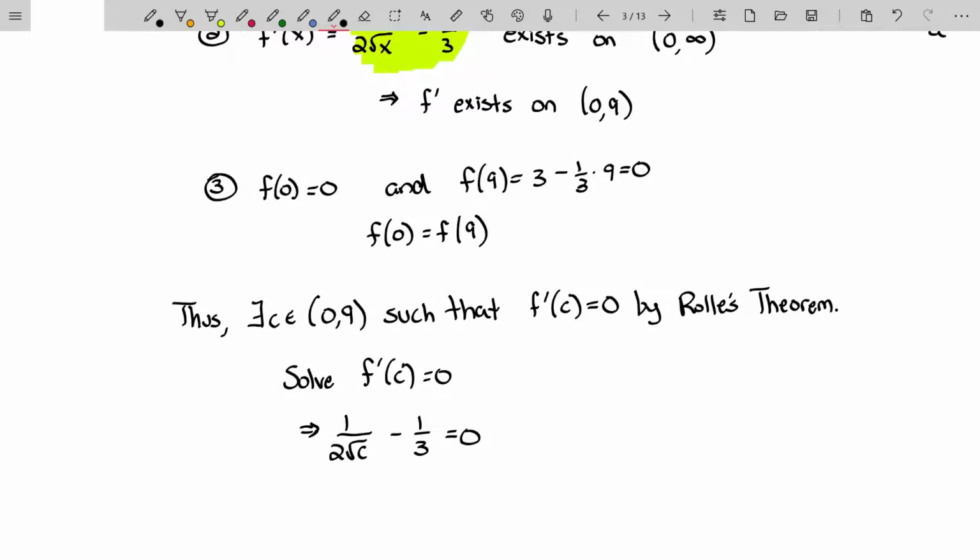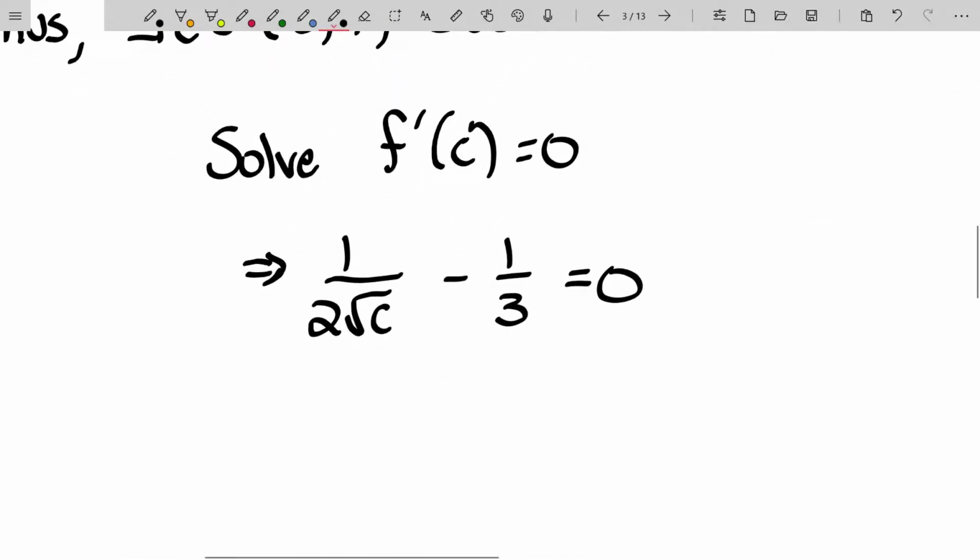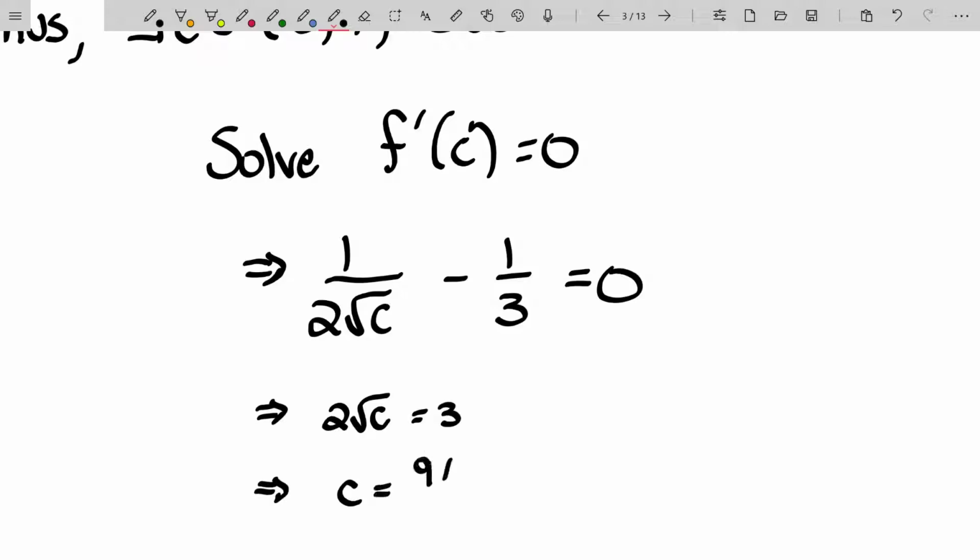f prime of c is equal to 0. f prime of c is just this 1 over 2 root c minus 1/3. And that's equal to 0. And you get that that implies 2 root c is equal to 3. Or in other words, c is equal to 9/4.